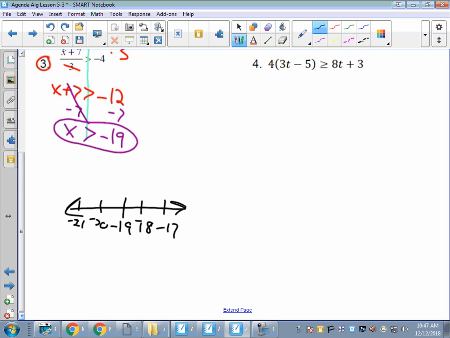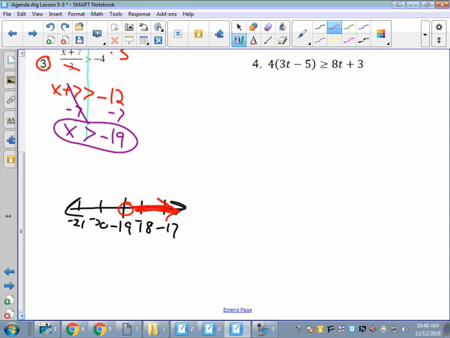And then we have an open circle or a closed circle. In this case, we've got just the greater than sign. Greater than, less than, no equal to. So it's going to be an open circle at negative 19. And then we're graphing this way, all the numbers that are greater than. Okay, so that's all we have to do there.